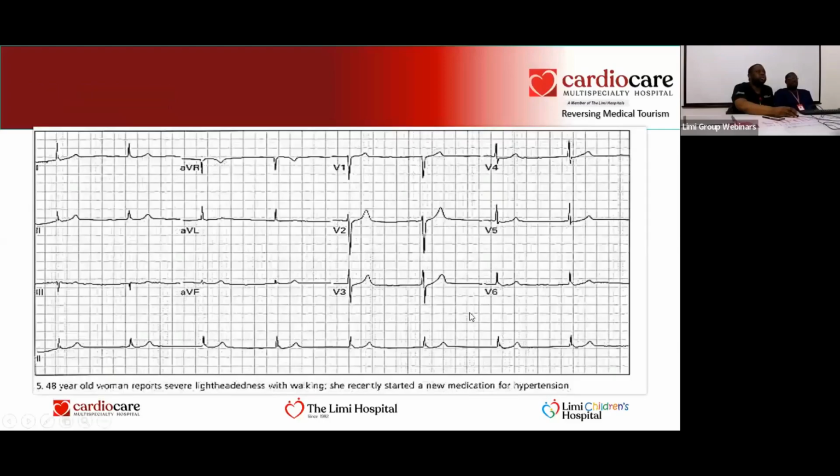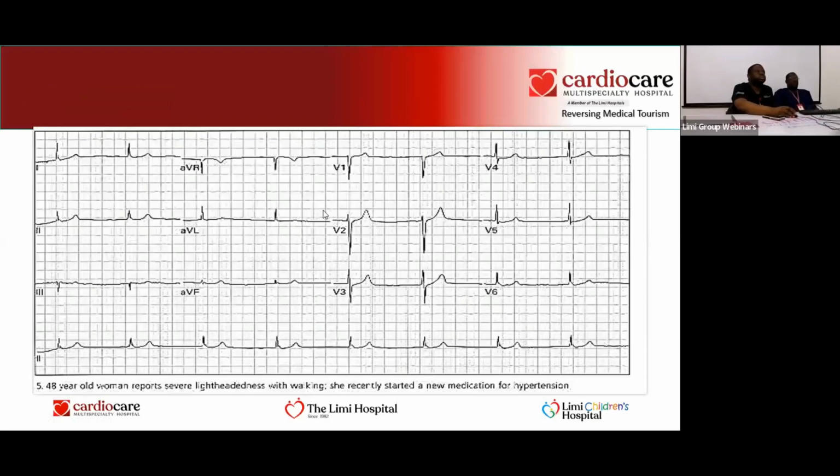So let's look at this one. What is the heart rate here, in the slide we're looking at now? 300 divided by the number of big boxes. How many boxes are here? Let's look. 1, 2, 3, 4, 5, 6. 300 divided by 6 is what? 50. Great. Dr. Ojo, that's good.